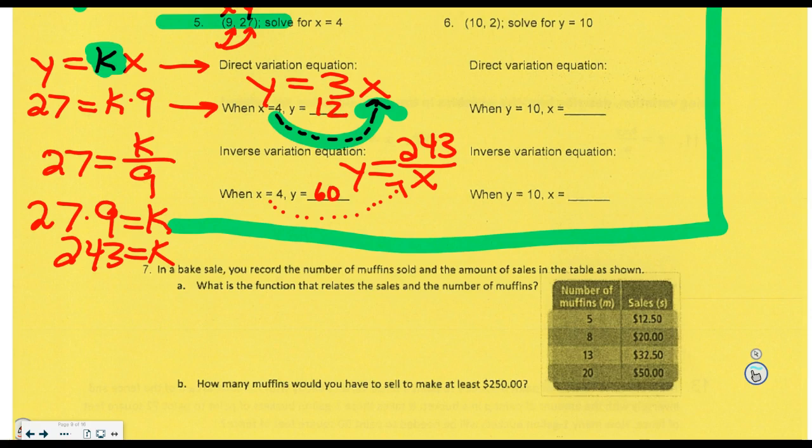60.75? Yeah. I'm going to trust you. Okay. Now in a word problem, it works the same way. You have to decide what kind of variation it is. We're going to try for direct first.